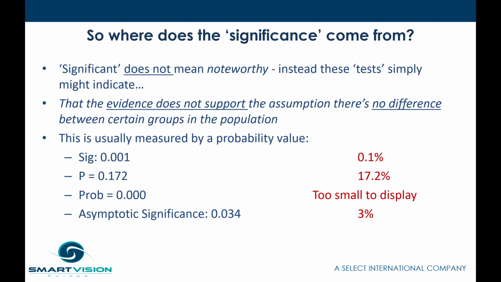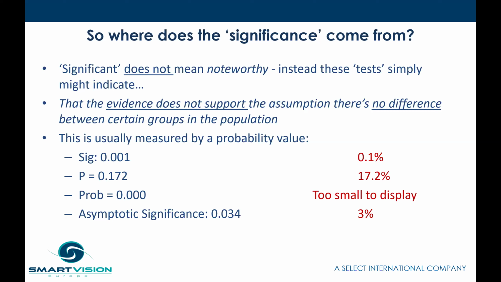Okay. Now the problem is that in tools like SPSS and others, this number is labeled in many different ways. Sometimes it's labeled SIG, sometimes P, sometimes prob, and sometimes asymptotic significance. It doesn't matter how it's labeled, it's interpreted exactly the same way. So don't get tripped up by that. It may be labeled slightly differently, but it's interpreted in exactly the same way.